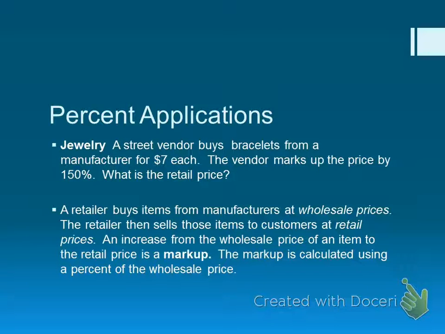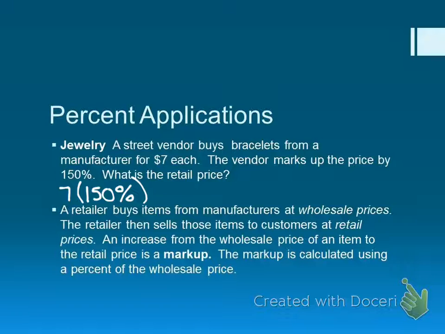All right, so in the first example, we have a jewelry example. It says the street vendor buys bracelets from a manufacturer for $7 each. The vendor marks up the price by 150%. What is the retail price? Well, there's two steps here. The first step is to figure out how much is 150% of $7?